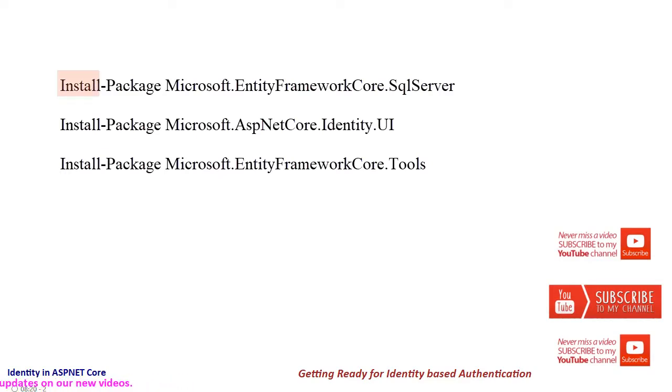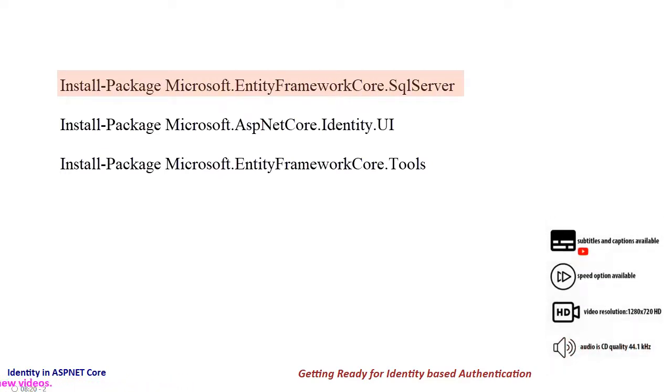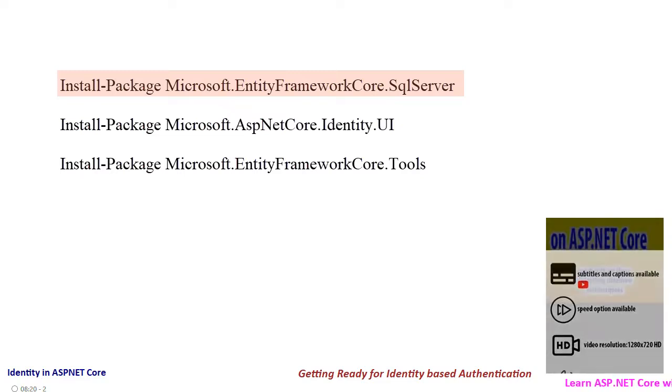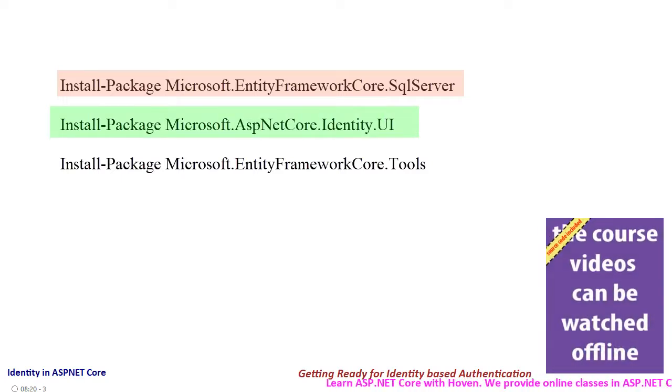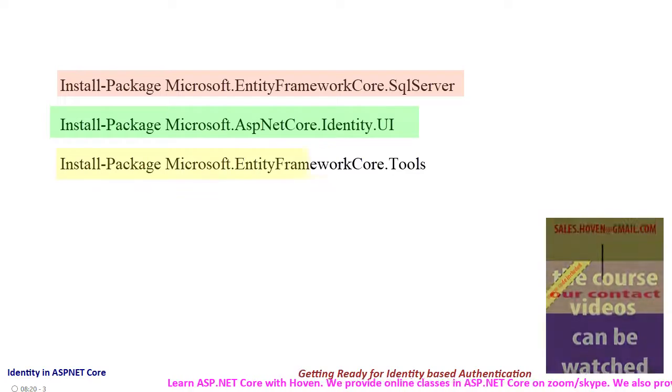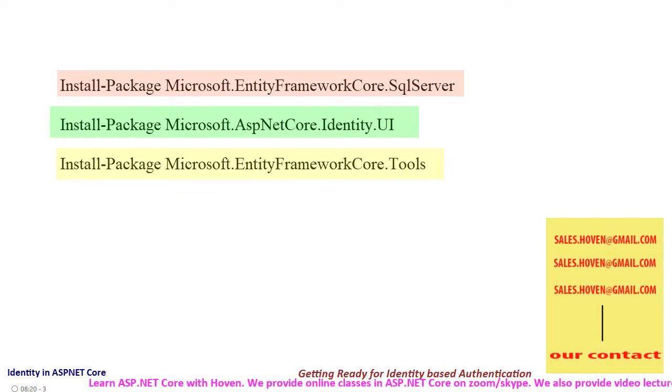The purpose of adding SQL Server is to add support for SQL Server so that we can easily see the tables and data in Visual Studio. We have added Identity so that we can add support for Identity API in our project. The purpose of adding EF Core tools is to add support for database migrations.